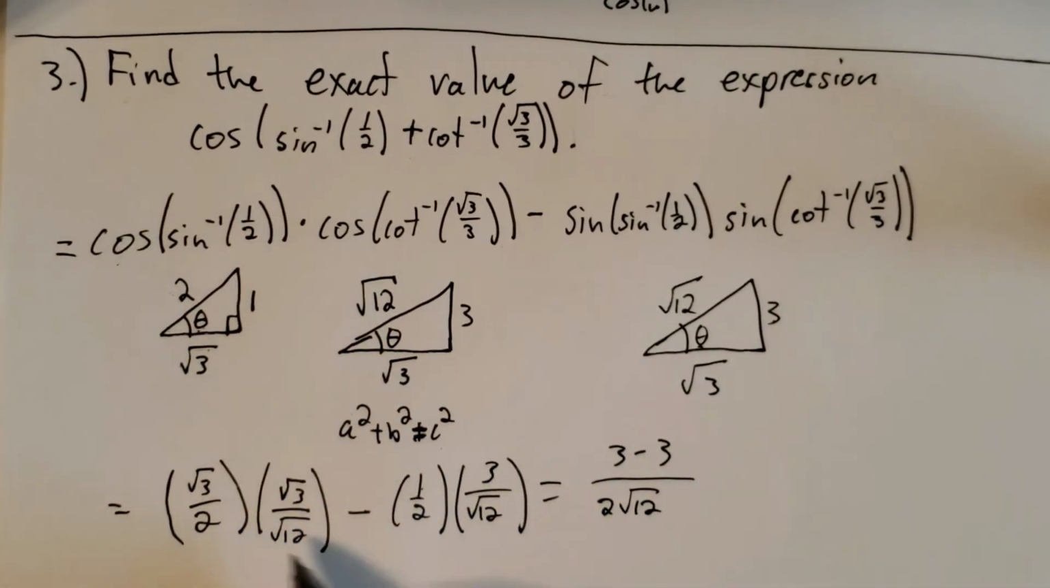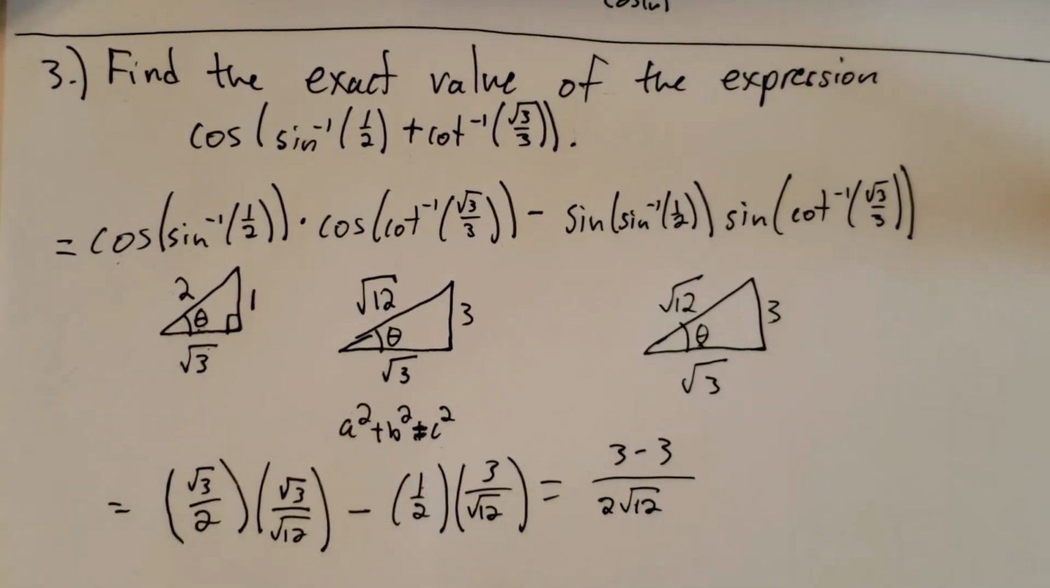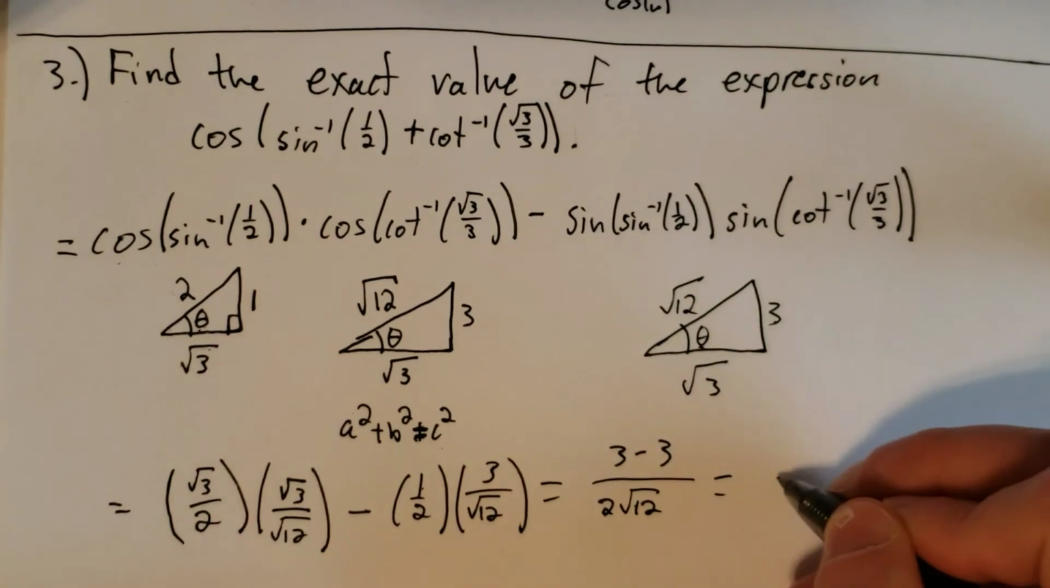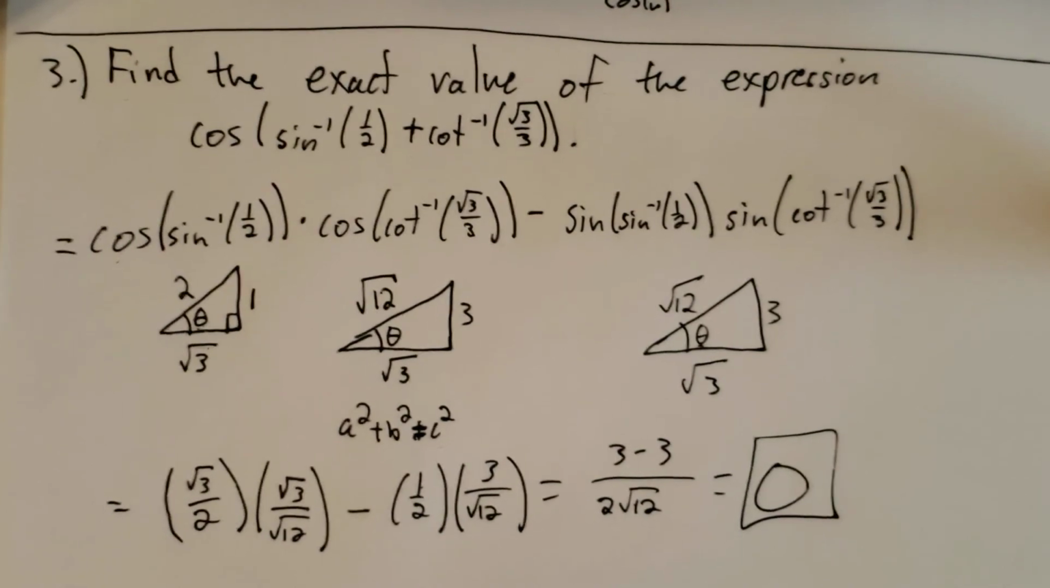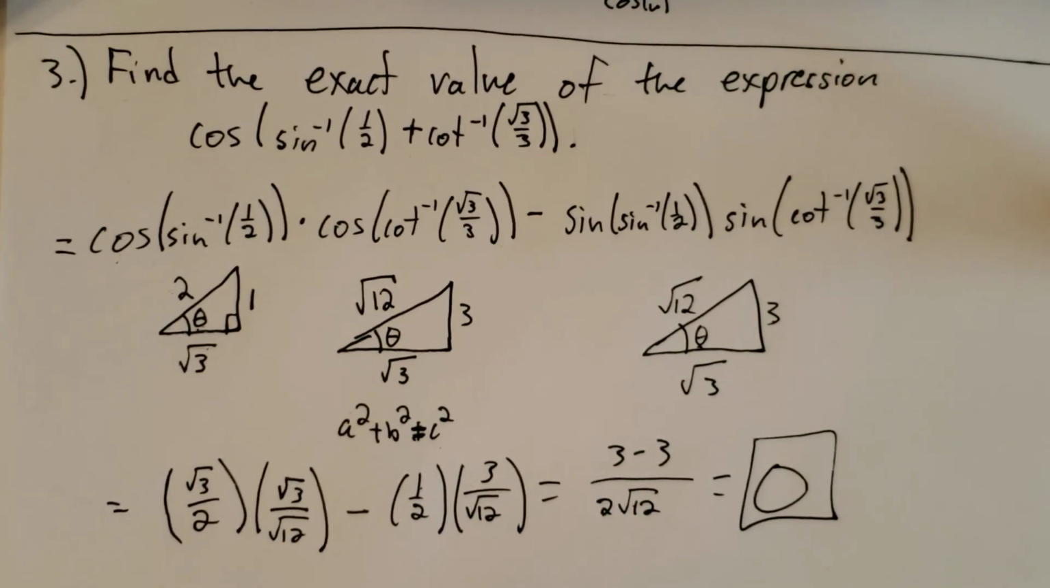The denominator was the same in both of these. So we can go ahead and combine those fractions, which I've done here. 3 minus 3 in the numerator is 0. So in fact, we get 0 for this expression. And that is it. That is all of the examples I have for section 7.2.